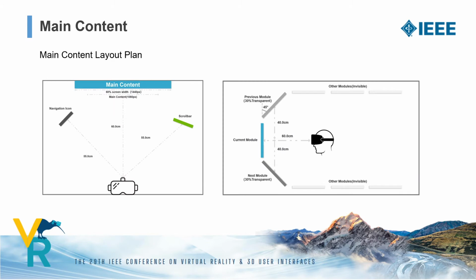Then we move to the main content. Here is the main content layout plan. The main content is in the middle, the right side is the scroll bar, and the left side is the navigation icon. At first, in the previous slide we already talked about the content divided into different blocks. So the current block is here, and the next block and the previous block are up and down. When the user scrolls using the gesture, different blocks will be moved in sequence.